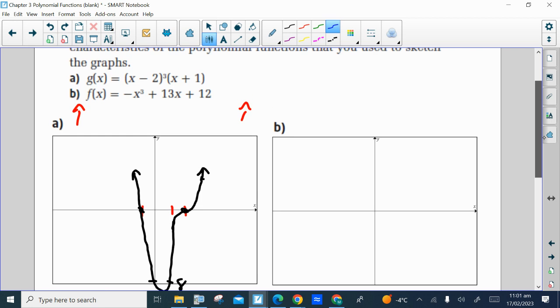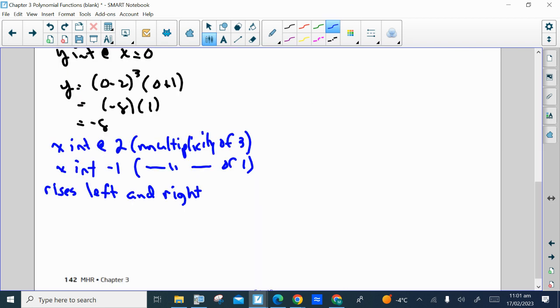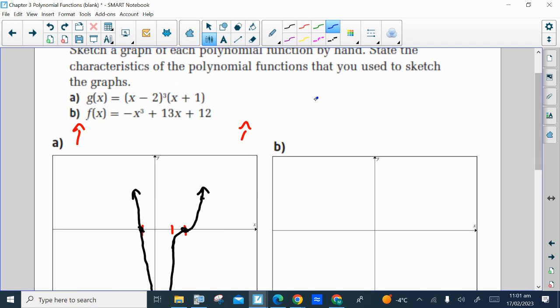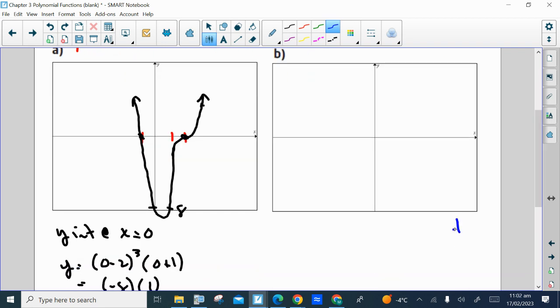Right? For question B, that's a third degree polynomial, but it has a negative initial term. So it's going to act just like a line with a negative slope. This one will rise to the left and fall to the right. Okay, so we can say this graph rises left and falls right.